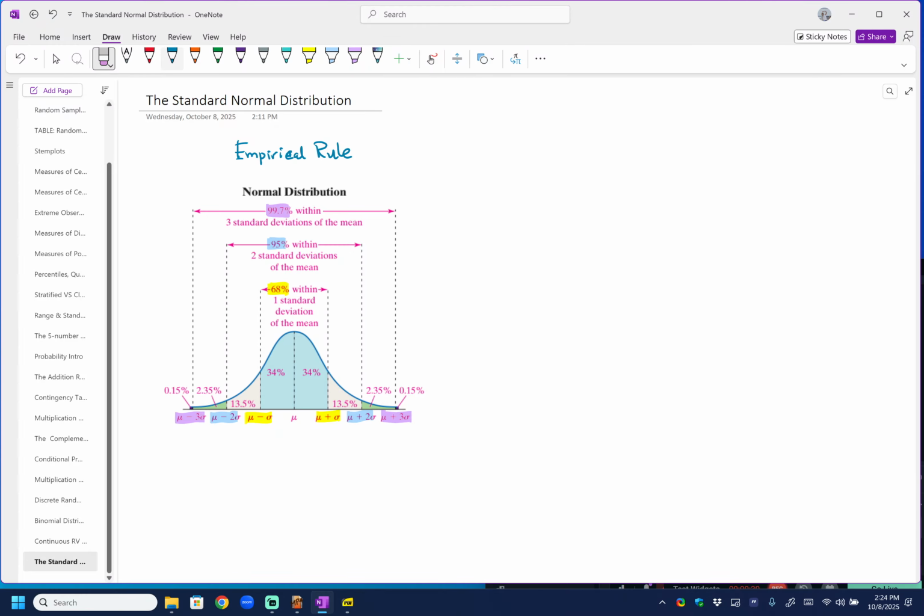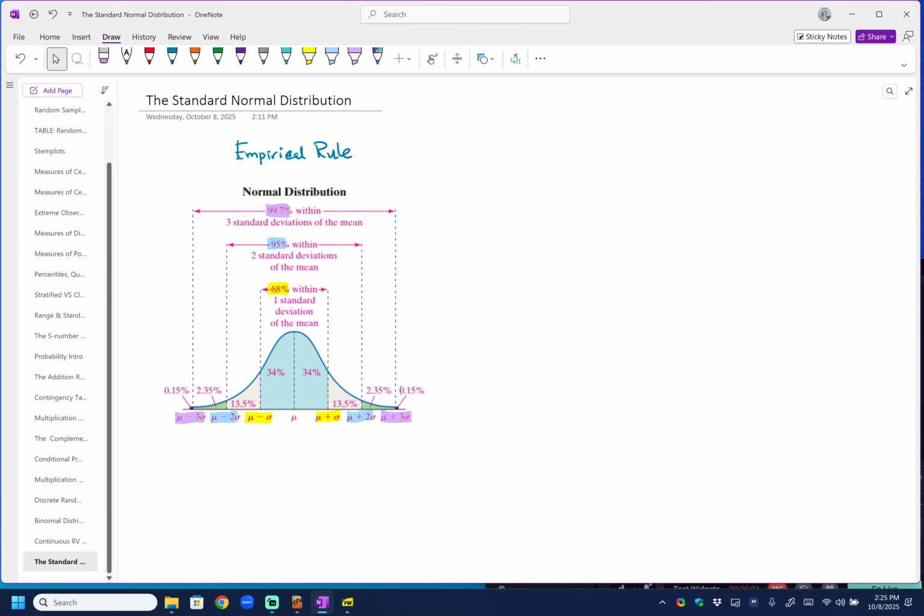And our 2.35s, which are here, are 99.7 minus 95 divided by 2. Finally, 0.15% here are going to be 1, which is the entire curve, minus 99.7 divided by 2. Is this something you have to memorize at the bottom of these percentages? Absolutely not. These are just a clever way of showing some of where the areas actually fall in this, and also helps students see the symmetry going on with the normal curve.